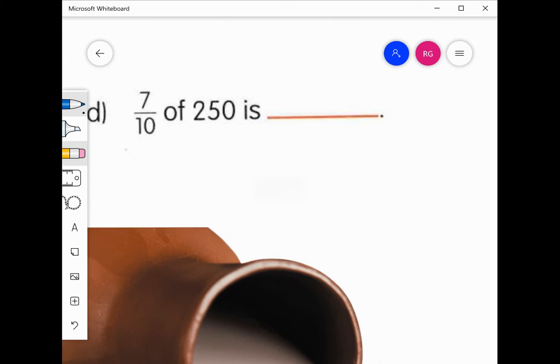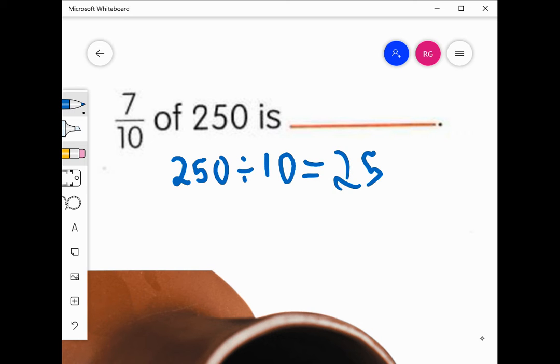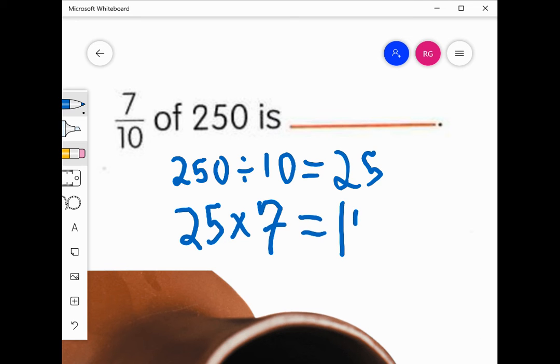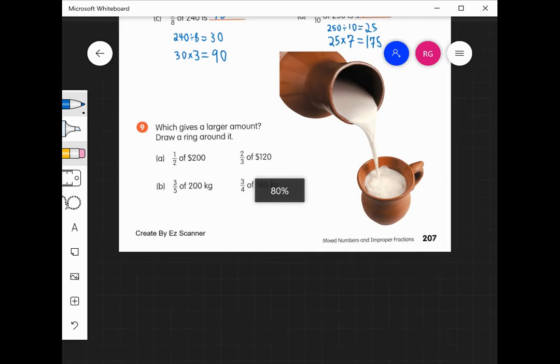All right, we're looking there at 7/10 of 250. Well, I can say that 250 divided into 10 parts is equal to 25. Okay, and then if I think of 25 times, looks like there's 7 of them there, 7 parts, that should equal 175. So you should say 175. There's a couple ways to do these. This is just one method.